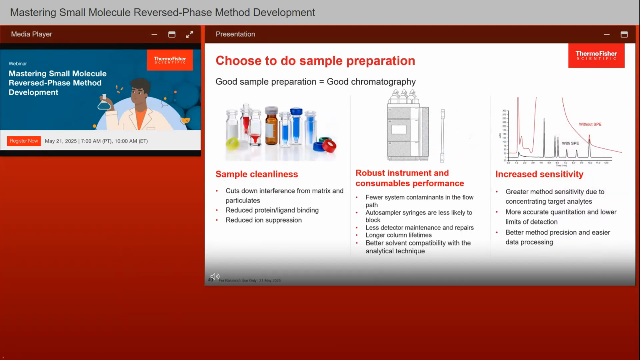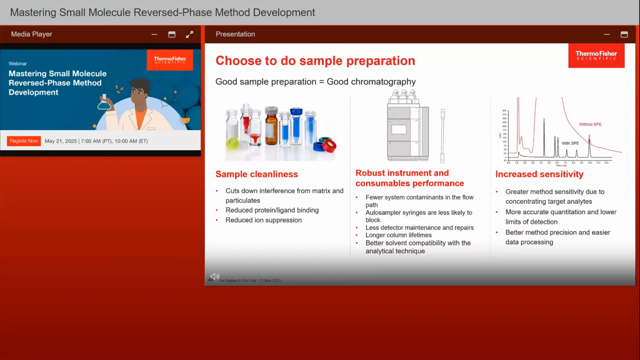Another point to consider in your workflow is sample preparation. There are several reasons why sample preparation is performed on a sample prior to analysis. One of the main reasons is how clean is your sample of interest. In this case, sample preparation helps remove the analyte of interest from other components of the material.